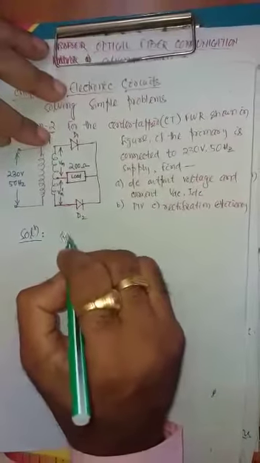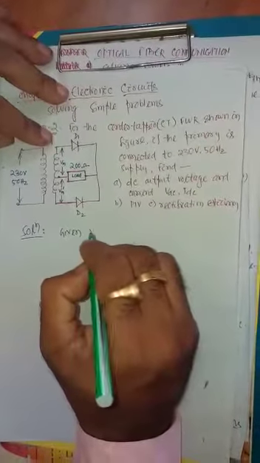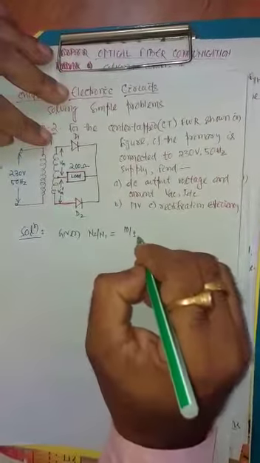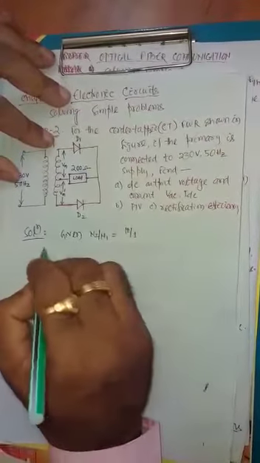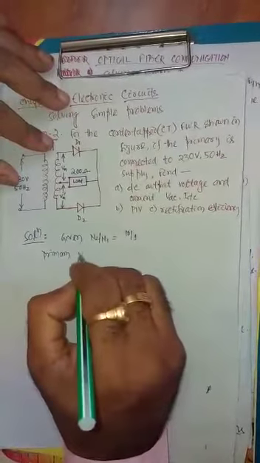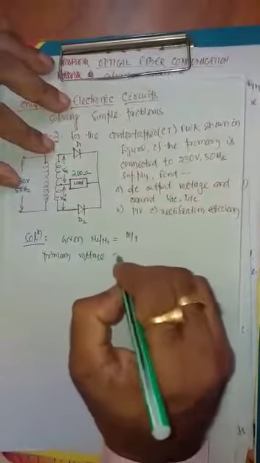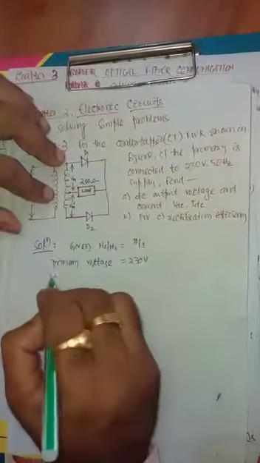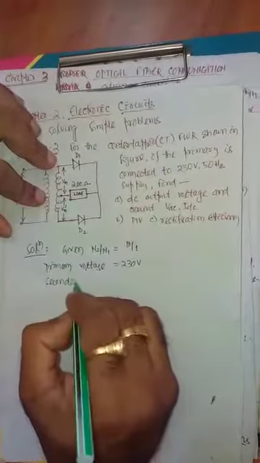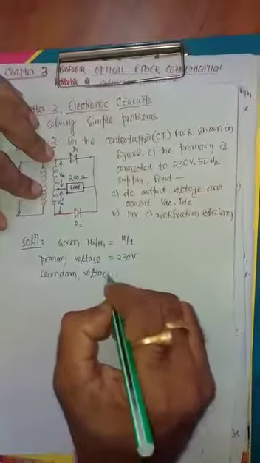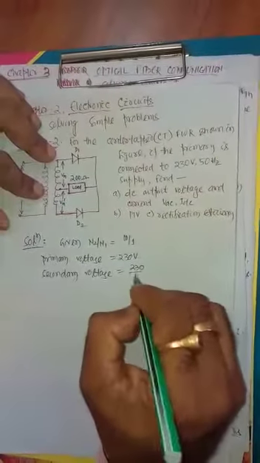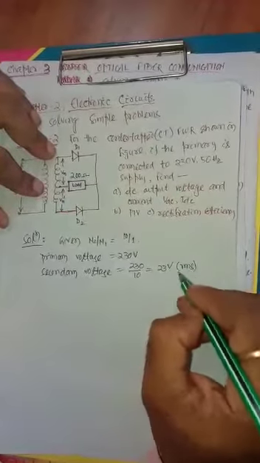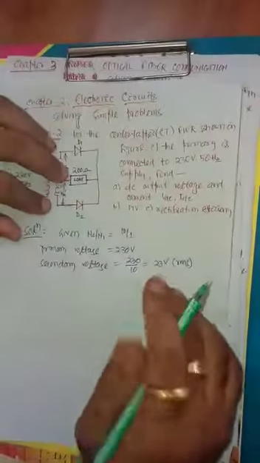It is given that the turns ratio N2 by N1 is equal to 10 by 1, and the primary voltage is equal to 230 volt. As the turns ratio is given, we can calculate the secondary voltage. Therefore, secondary voltage is equal to 230 divided by 10, equal to 23 volt, and this is the RMS value. This is not the maximum value, this is the RMS value.